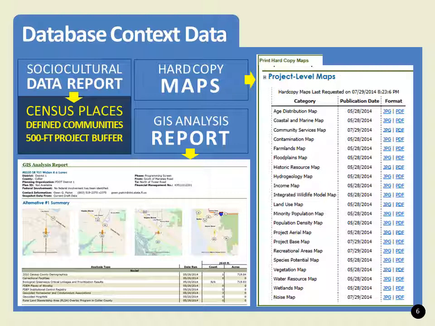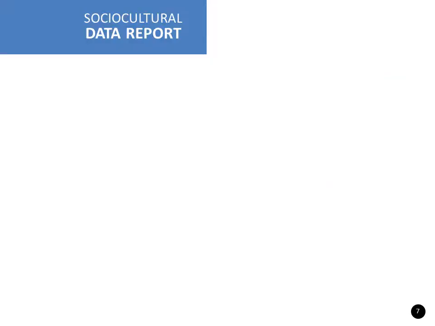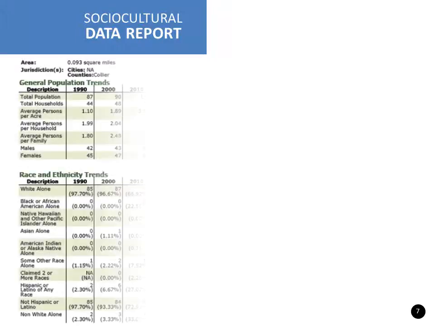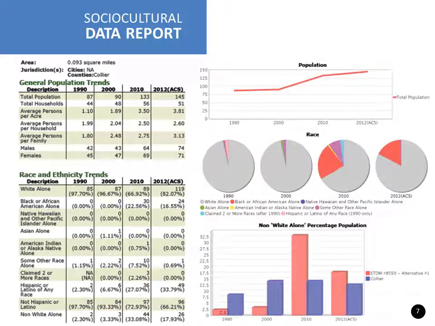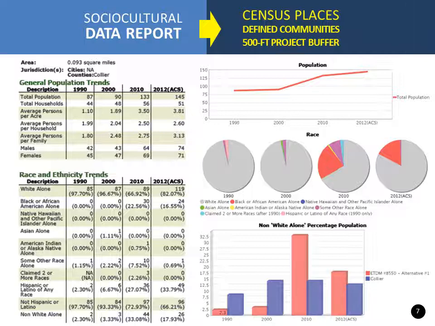The database information is the data starter set for SCE evaluation that will need to be verified and possibly supplemented in subsequent steps of the process. A database feature of the environmental screening tool is the sociocultural data report. This report conveys key demographic data plus existing land use and community facility information for census places, user-defined communities such as those delineated by a local government, and the 500-foot buffer for projects that have been uploaded on the environmental screening tool. The report is also generated for each Florida county for purposes of comparison.